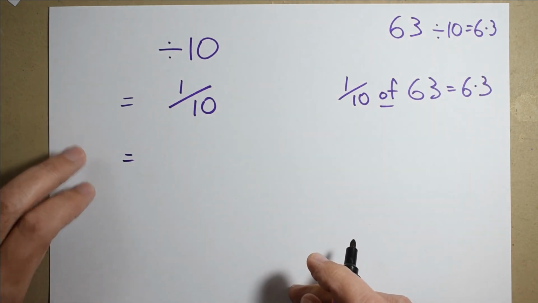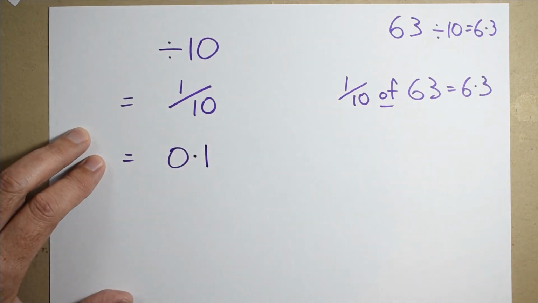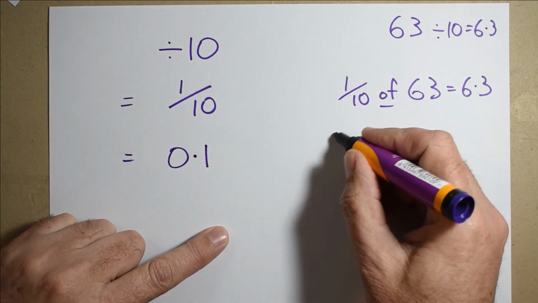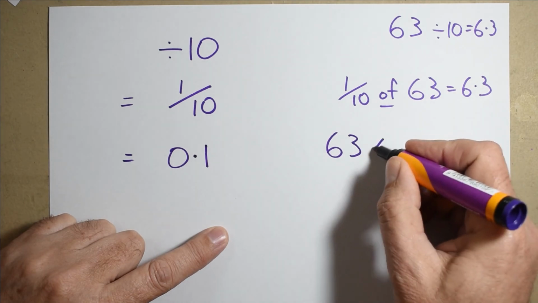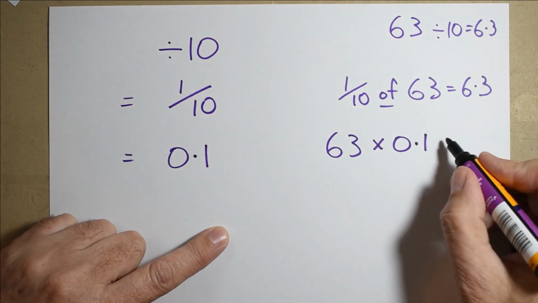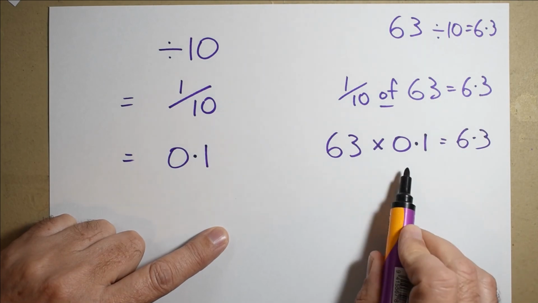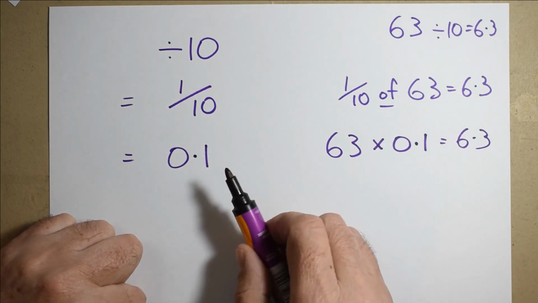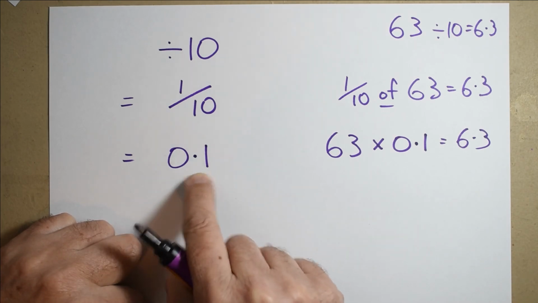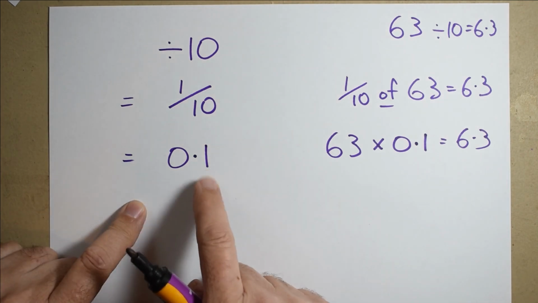Everything that is a tenth or divided by 10 can also be said as 0.1. So if I said 63 times 0.1, I would get 6.3. So it's just another way of saying the same thing. You'll notice here that these all have a very close similarity. 1/10 looks a bit like 0.1 there. It is actually, if you were to say that as a fraction, you'd say that is 1/10.